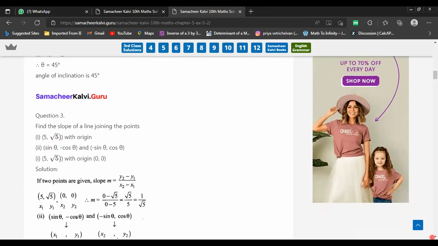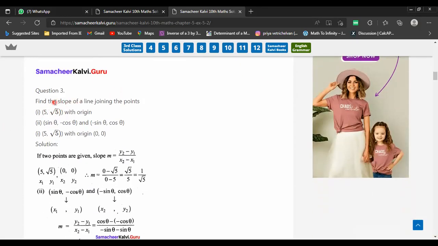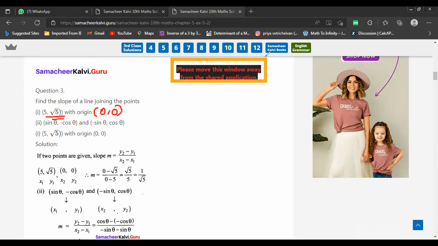Question number 3. Find the slope of a line joining the points 5, root 5 with origin; sin theta, minus cos theta and minus sin theta, cos theta; 5 root 5 with origin 0, 0. Let's do one by one. So they gave you 2 points. So origin means it's 0, 0, and 5, root 5. They gave you 2 points and they're asking you to find the slope.